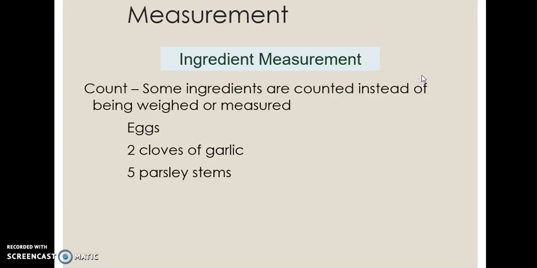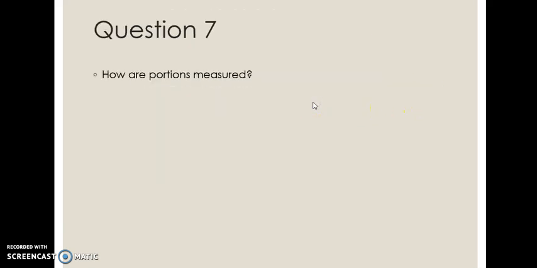There are certain items that we measure by count, and you will see some recipes that call for this: eggs, cloves of garlic, and especially some fresh herbs that will ask for two sprigs of rosemary or something like that. So that is also an ingredient measure that we look at.